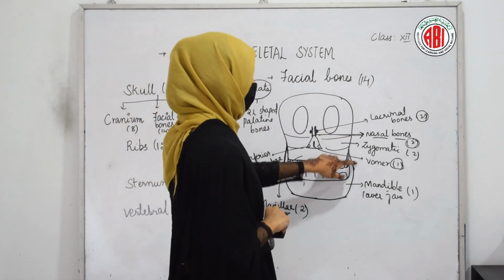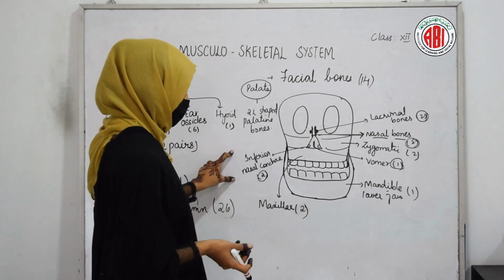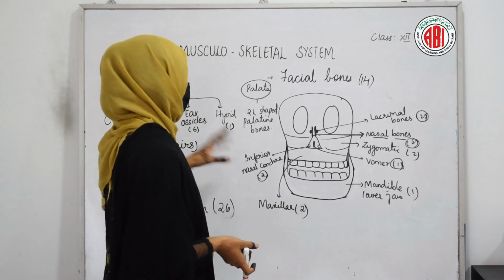Nasal bones, vomer, lacrimal bones, and inferior nasal concha are found in the nose, and in your mouth, mandible and maxillary bones are present.